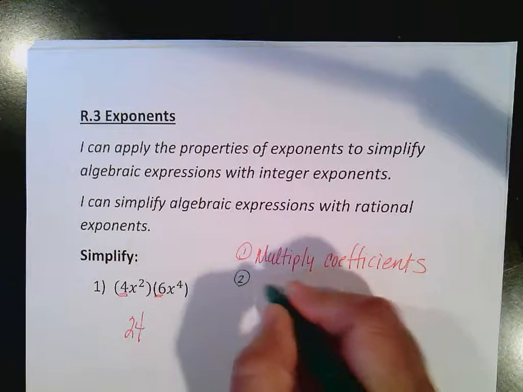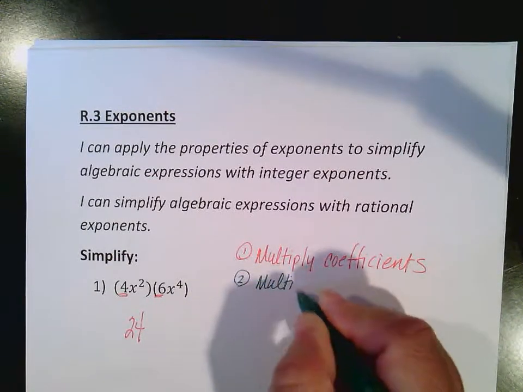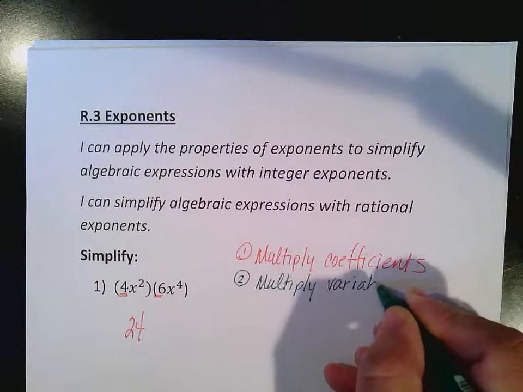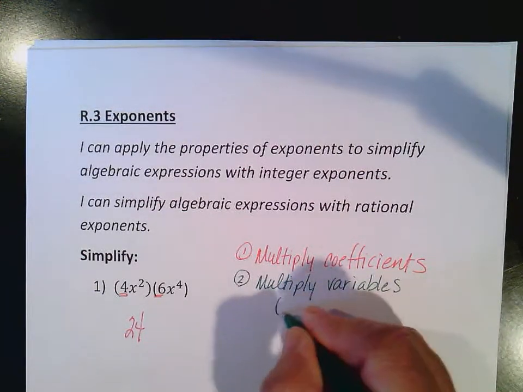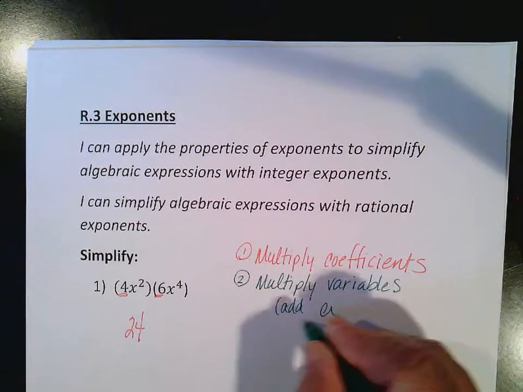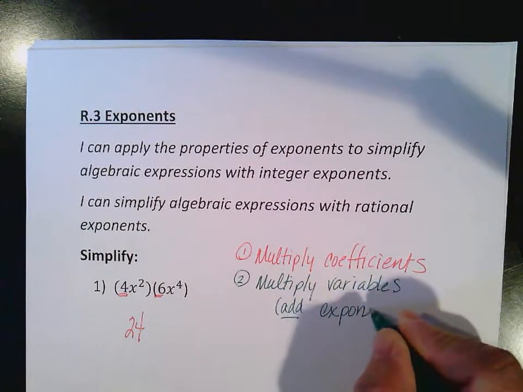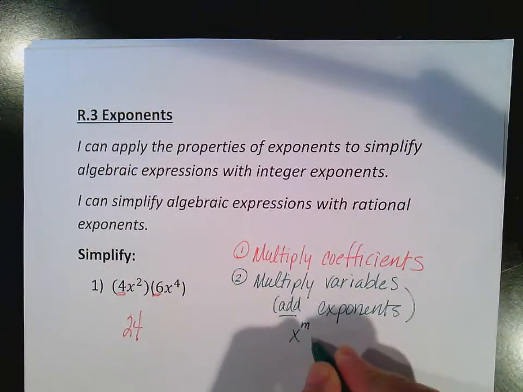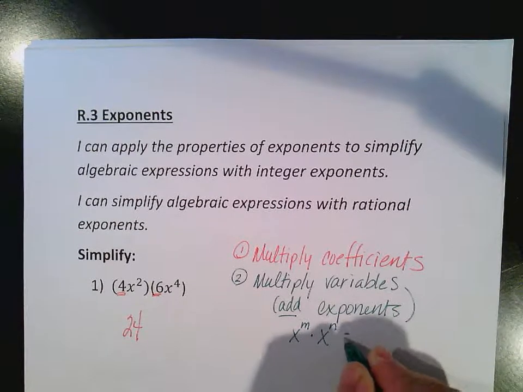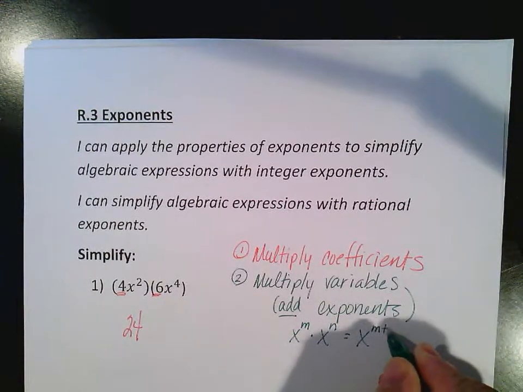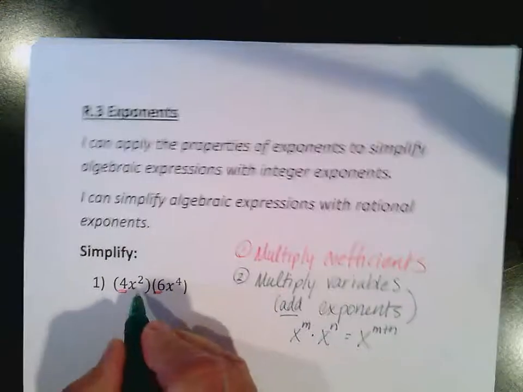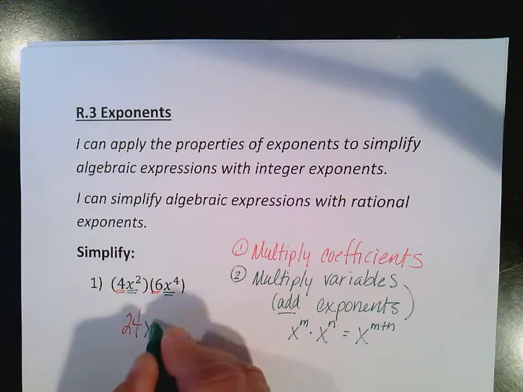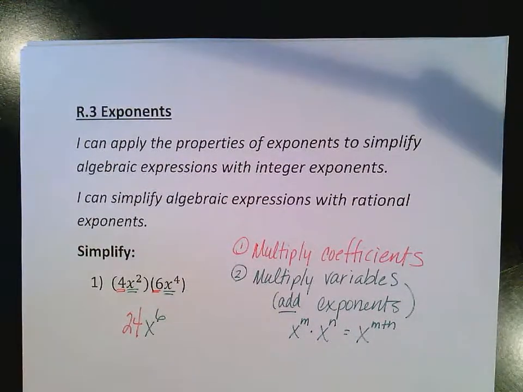When it comes to the variables, when we multiply variables, the rule is that we add their exponents. So when you multiply variables, you add exponents. So if I've got x to the m times x to the n, that becomes x to the m plus n. That's the rule that we used. So here my variables are x squared and x to the 4th. So I'm going to add the 2 and the 4, and that's x to the 6th. And so your answer is 24x to the 6th.